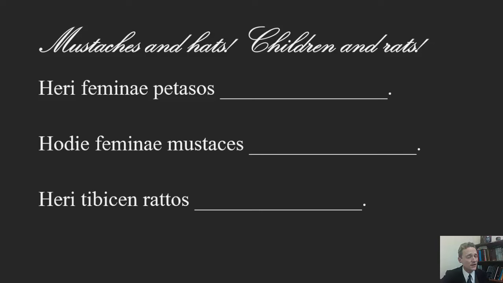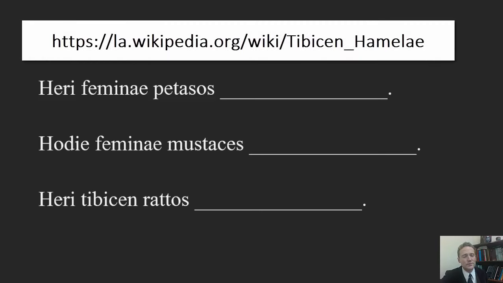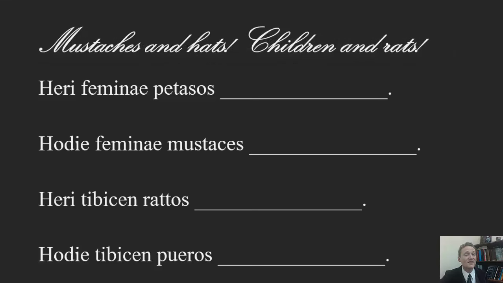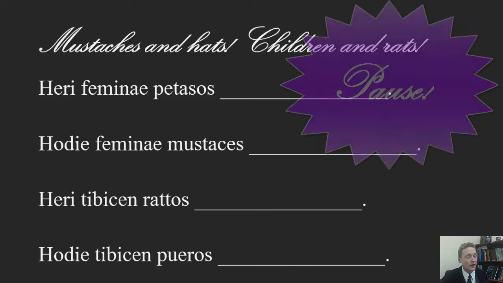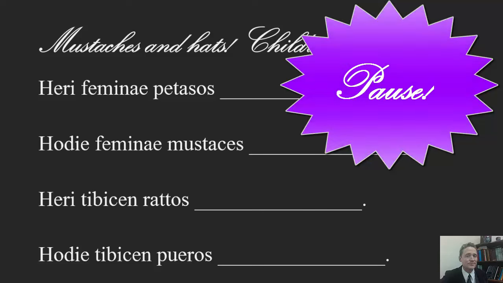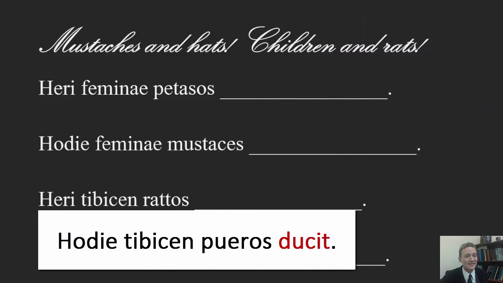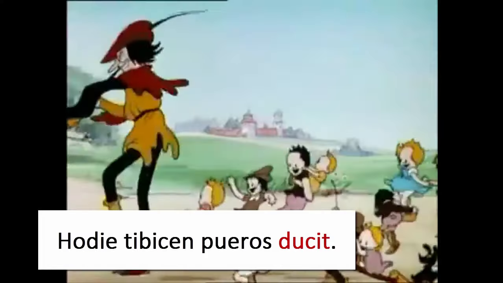Well, we know how this story ends, or if you don't, look it up. Today, the piper leads the children. So we have heri, tibiken, pueros. And what's the best form? Pause the video, write it down in your paper, and then resume. Did you write ducit? Today, the Pied Piper leads the children.